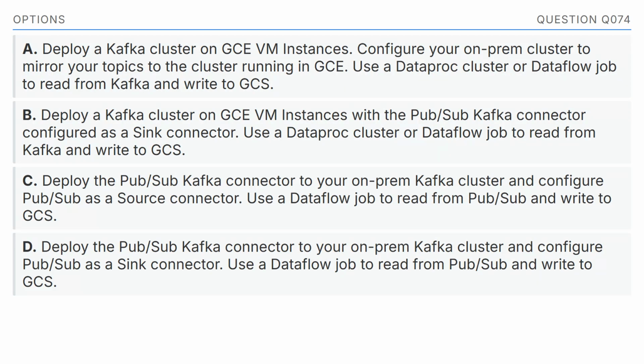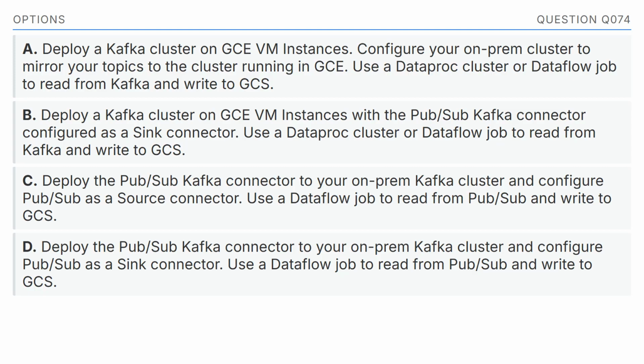The options are: Option A, deploy a Kafka cluster on GCE VM instances. Configure your on-prem cluster to mirror your topics to the cluster running in GCE. Use a Dataproc cluster or Dataflow job to read from Kafka and write to GCS. Option B, deploy a Kafka cluster on GCE VM instances with the Pub/Sub Kafka connector configured as a sink connector. Use a Dataproc cluster or Dataflow job to read from Kafka and write to GCS.